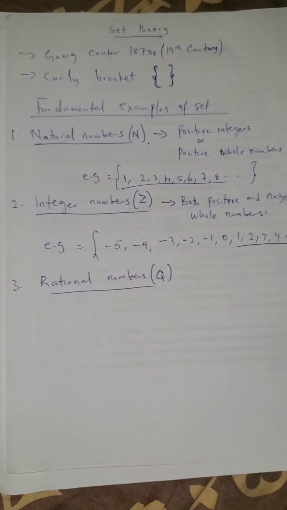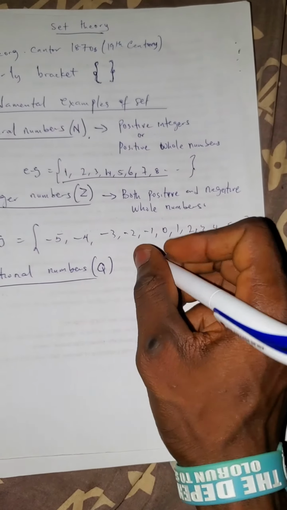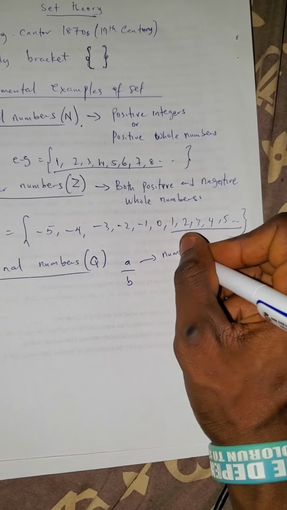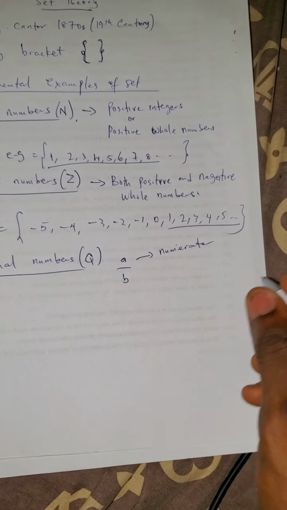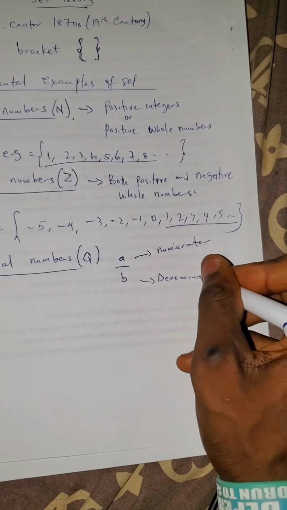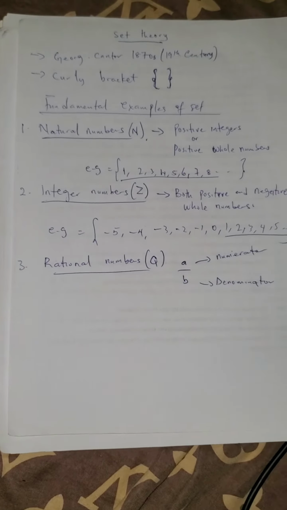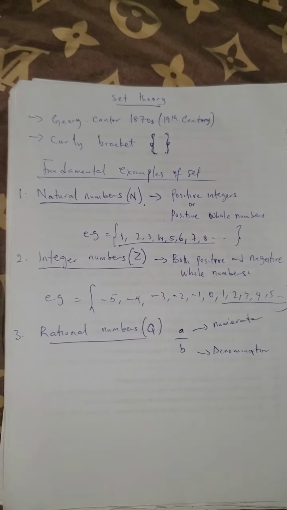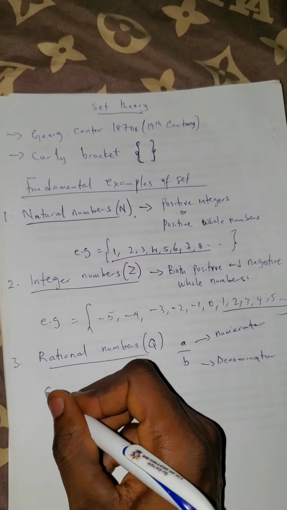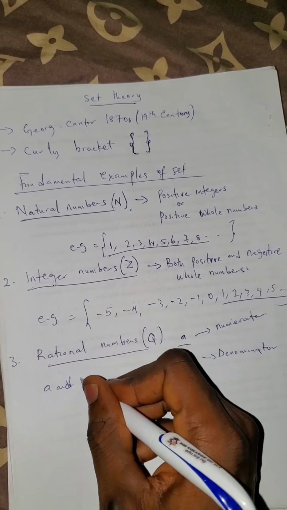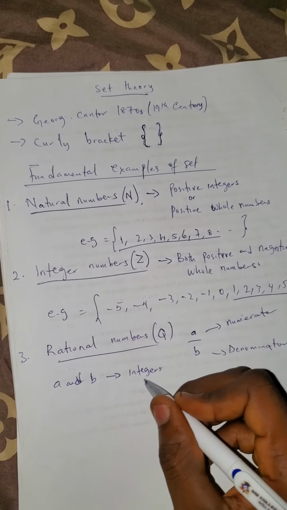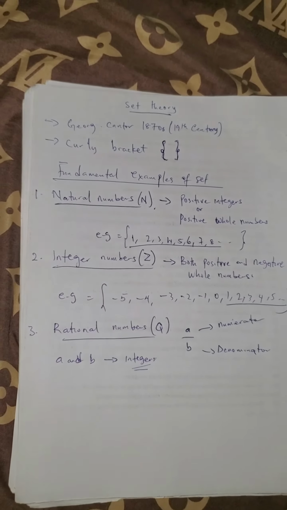Rational numbers are noted as Q. When we are talking about rational numbers, they are in the form of A over B. Don't forget, this is the numerator, and this is the denominator. Natural numbers will be in the form of this. Both A and B here are integer numbers. Both A and B are integer numbers.